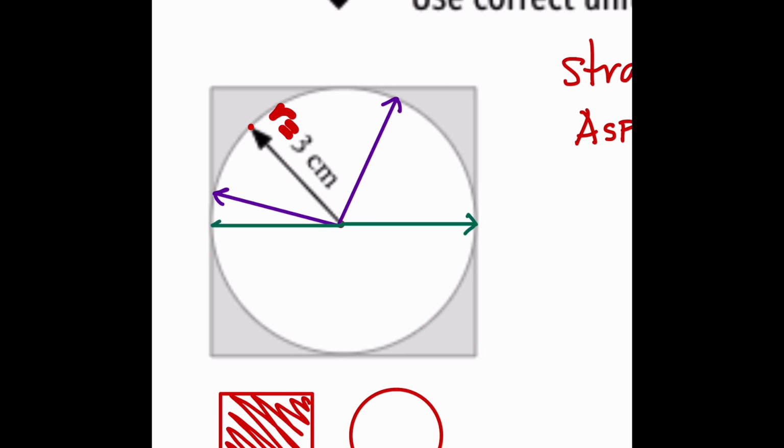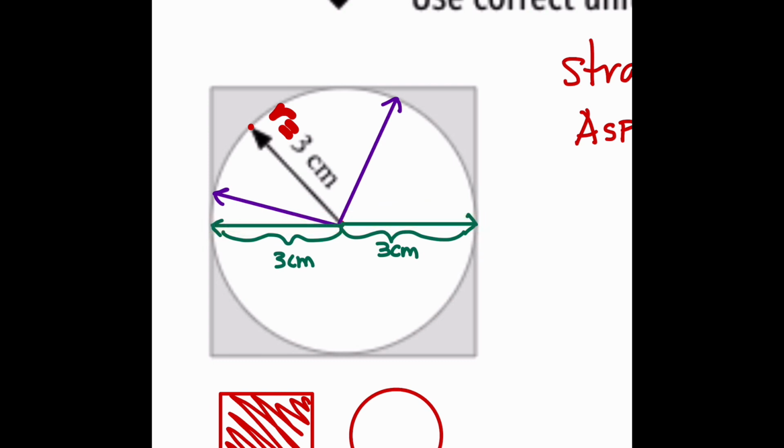So now we have two radii. So from here to here is 3 cm, and here to here is another 3 cm. But if you look at it, it touches both sides of the square. So that means that is the length of the side of the square. And the length of the side of the square is the diameter of the circle, because the diameter connects 2 points in the circumference, which passes through the center point. So this now is the diameter.